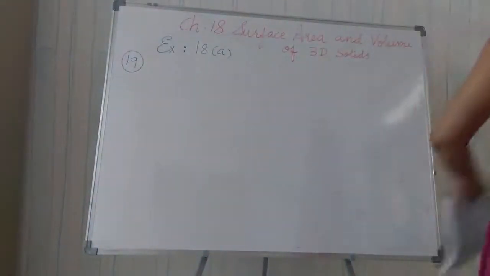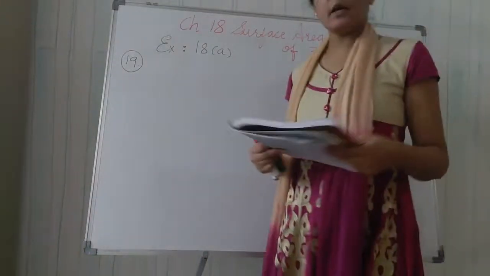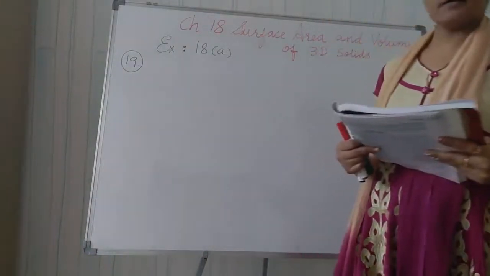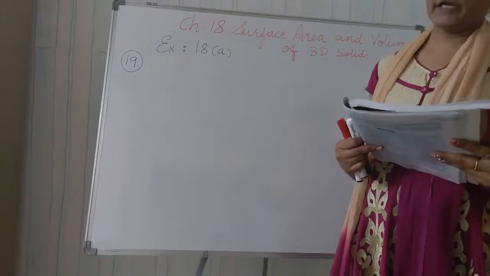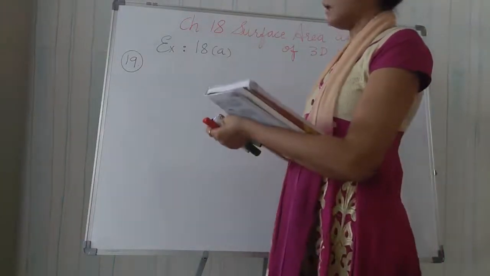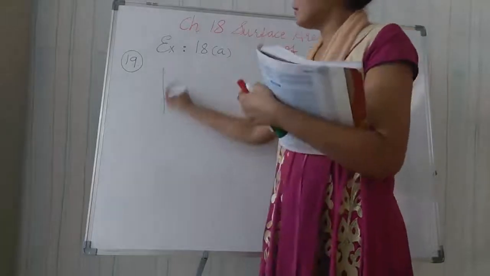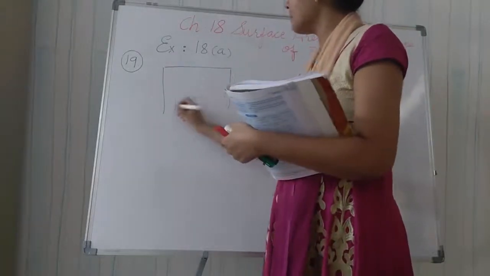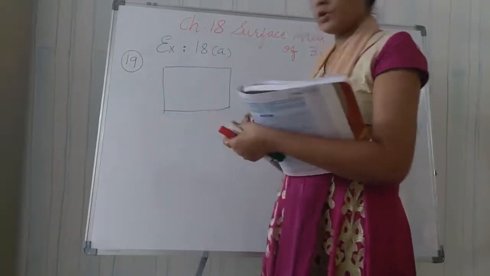Now let us start question number 19. Now students, in this question we are given a field that is 30 meter long and 18 meter broad. So here I am drawing one figure. You see, a field is given. Likewise, this is the field in rectangular shape.